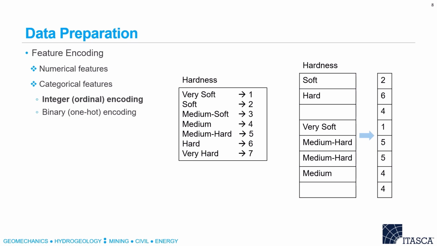Integer encoding involves ranking your categories in a sensible way, such that you encode some kind of physical meaning that the machine learning model can learn from. A good example of this might be labels of rock or soil hardness. Shown in the table at the right, we can assign these values to labels in a sensible way, ordering them from very soft to very hard. And in this case, we might consider using the median value of our range, medium, in place of missing values.